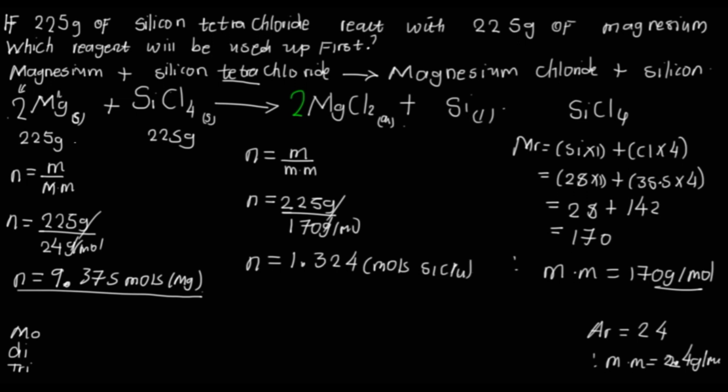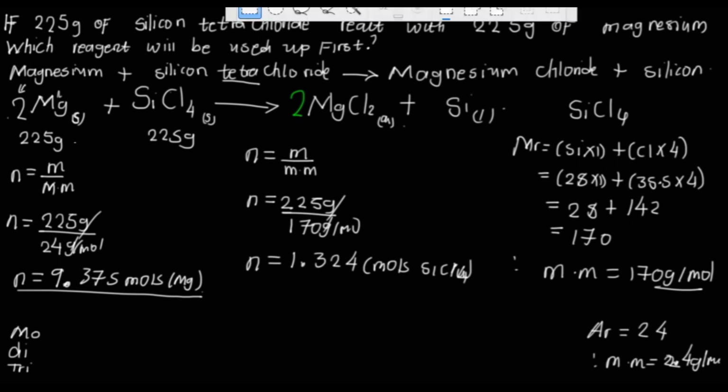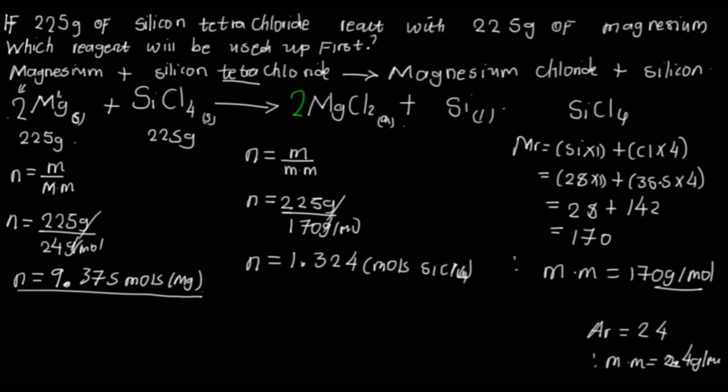So now after finding the number of moles for each, in order to determine the limiting reagent, we are going to divide the number of moles by its mole ratio. Let's look at the mole ratio for magnesium. The mole ratio for magnesium is 2, while for silicon tetrachloride there is no number, so this means that there is 1. So now we can divide. Here we are going to divide by 2, then here we are going to divide by 1. You need to divide each reactant by its mole ratio.